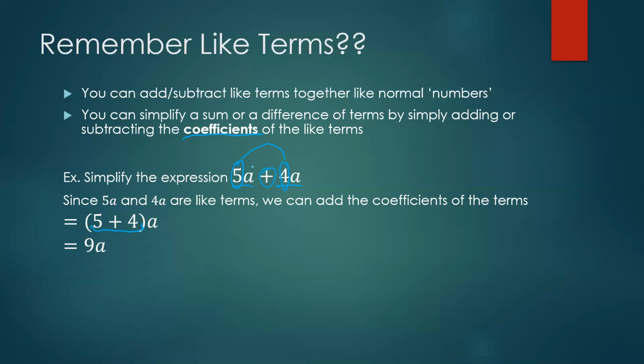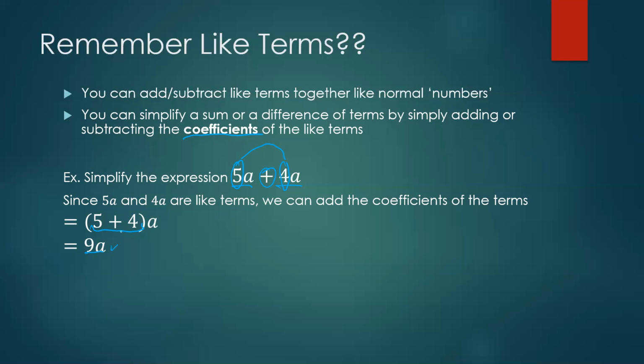It seems like a weird, simple example to give, but imagine that a represents apples. I'm just doing this randomly. If a represents apples and I say you have 5 apples here and 4 apples there, how many apples do you have? You have 9 apples. And so we simply write 9a.